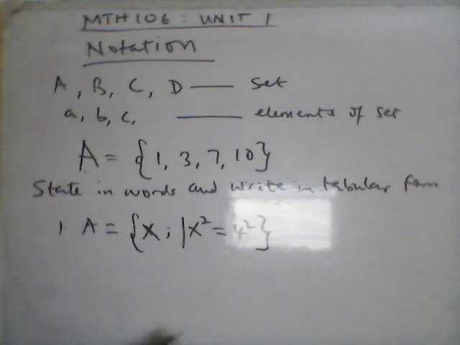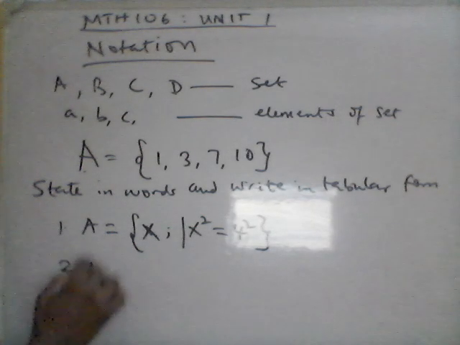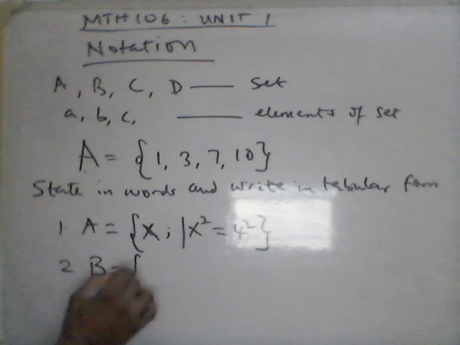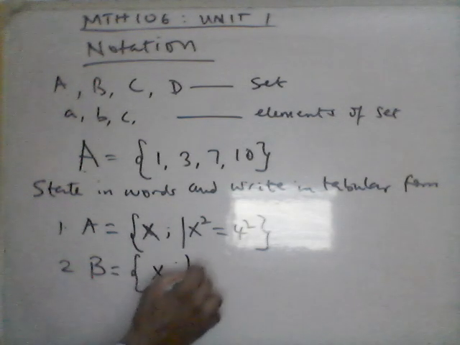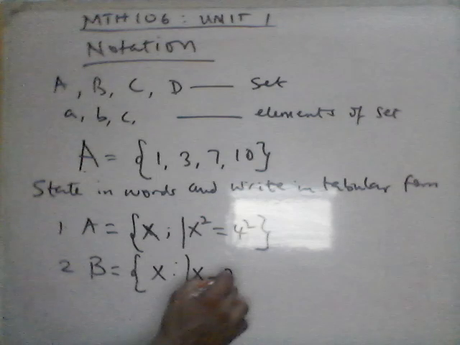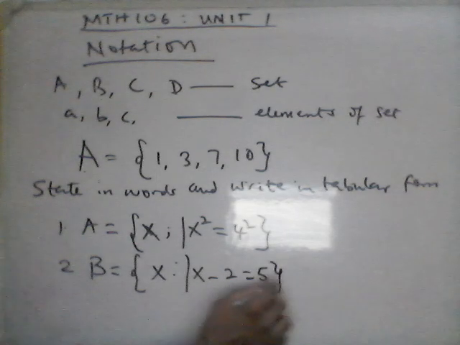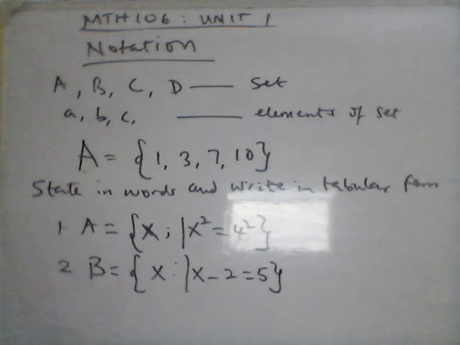Then I close the curly bracket. Or I can say B is a set such that the element X, X minus 2, is equal to 5. So how can I represent this? How can I write this in a tabular form?